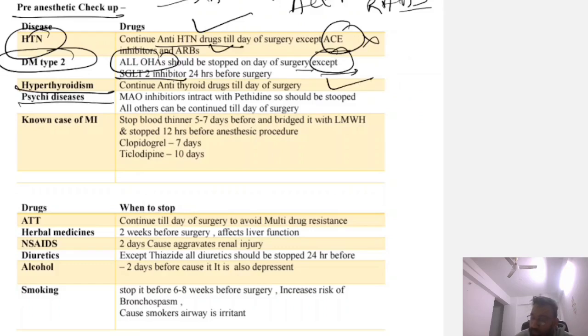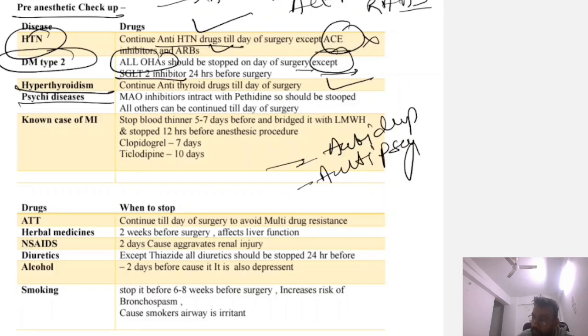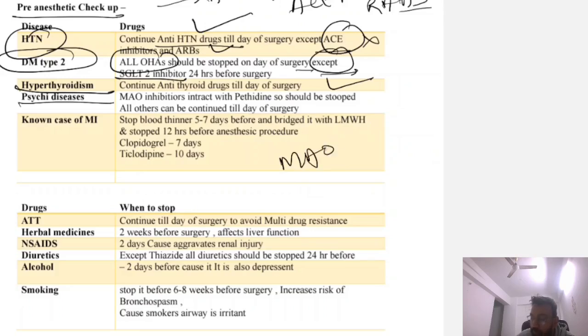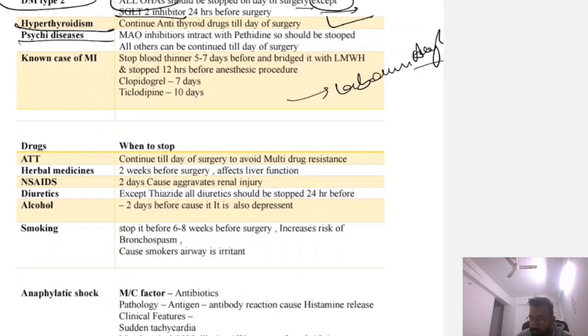Now there are so many psychiatric diseases. In psychiatric diseases, you give antidepressants, you give antipsychotic drugs, so you have to continue these drugs till the day of surgery, except MAO inhibitor. Why do you have to stop MAO inhibitor? Because it interferes with pethidine, and pethidine we normally do not use, but it is used in liver analgesia, liver anesthesia. Okay, so we have to stop MAO inhibitor.